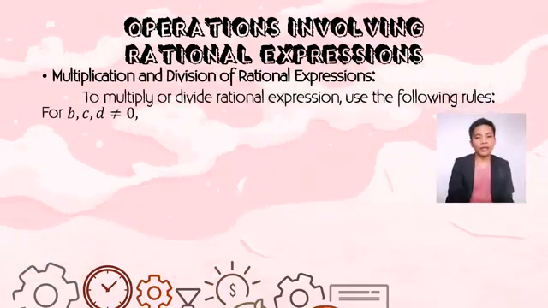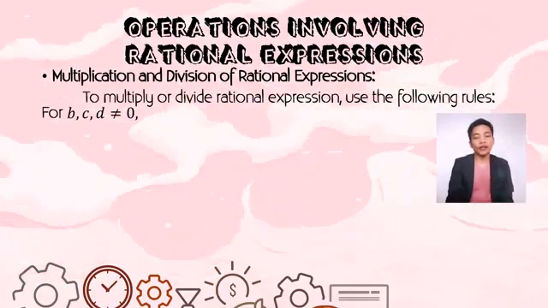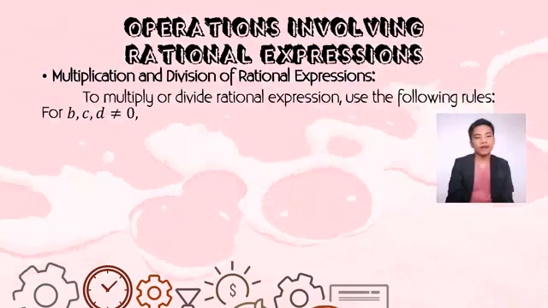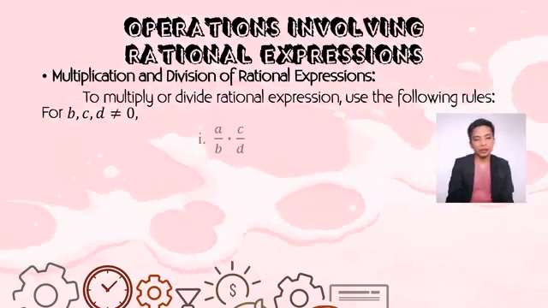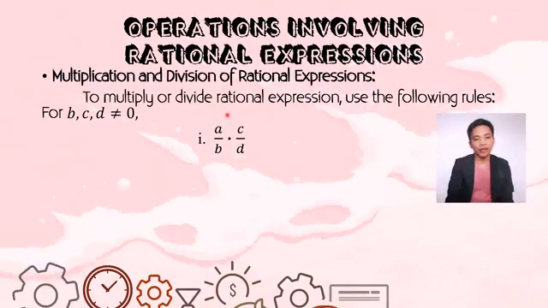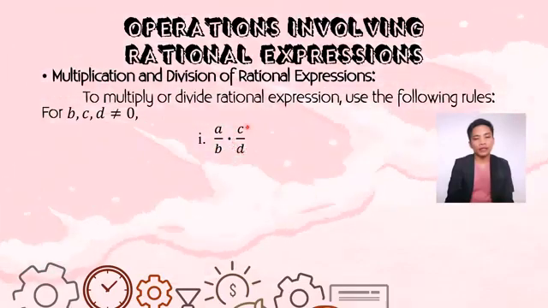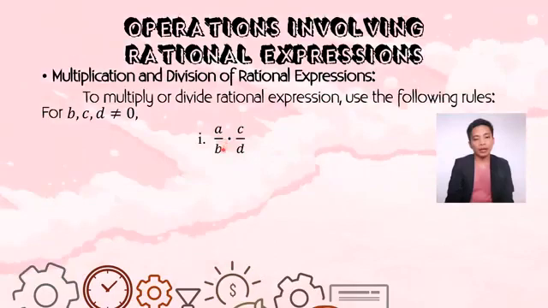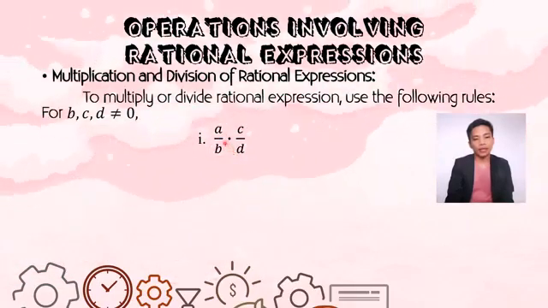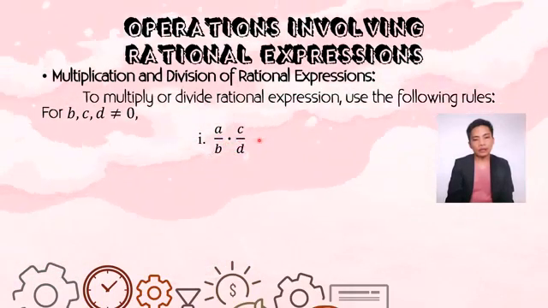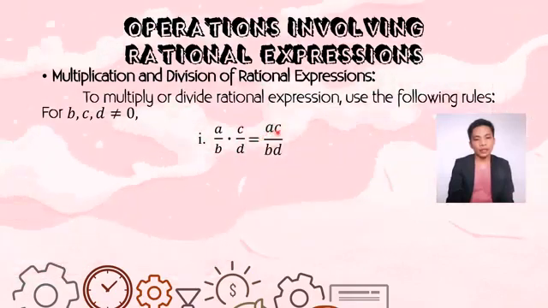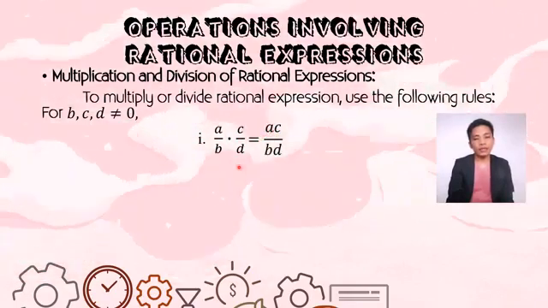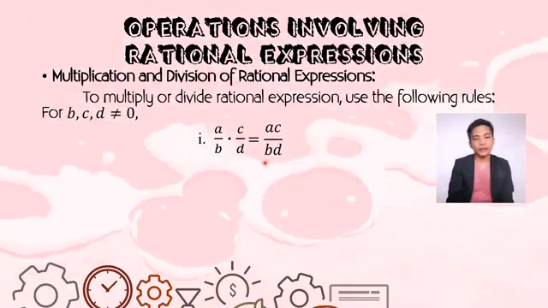So to multiply or divide rational expressions, use the following rules. For B, C, D not equal to 0, if you have A all over B times C all over D, in multiplication you just directly multiply the numerators and also the denominators. That is A times C, equal to AC, and B times D, equal to BD.